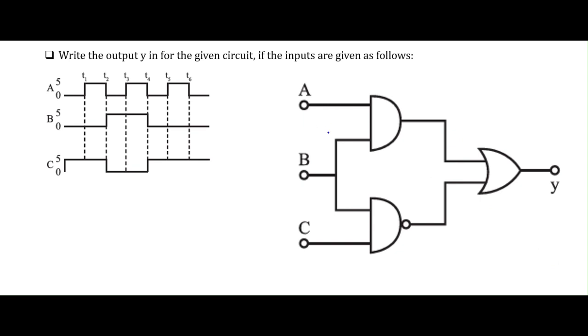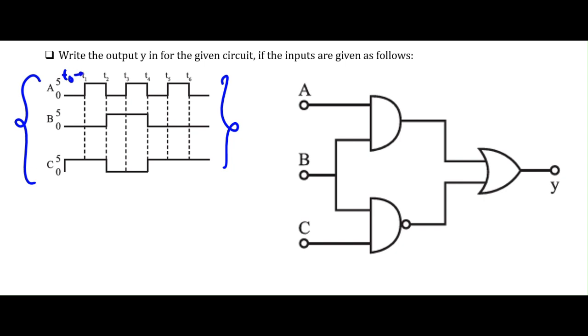So here we have a circuit which consists of an AND gate, a NAND gate, and an OR gate. So how can we check what the output will be for the given input? Here we have input which is varying with time. Now we can check for the first interval, let's say from T0 to T1.